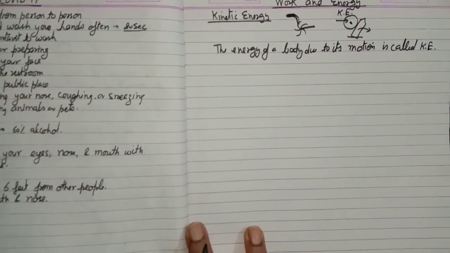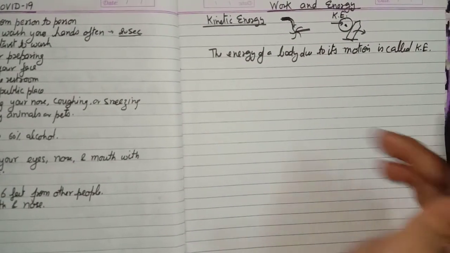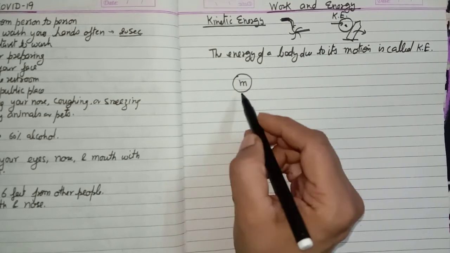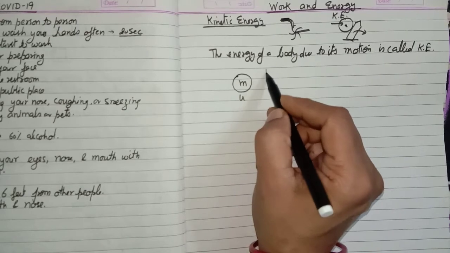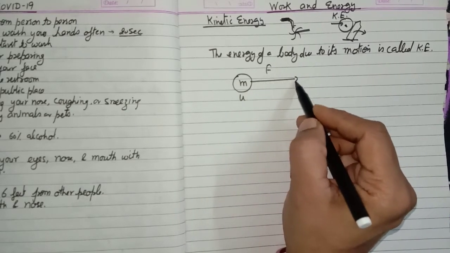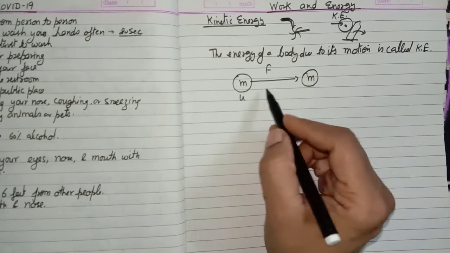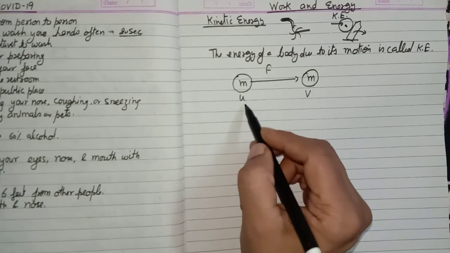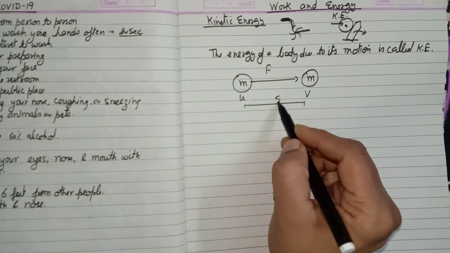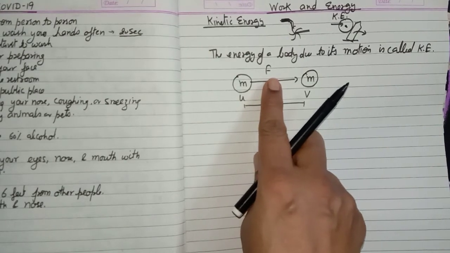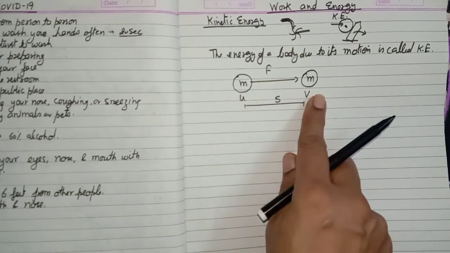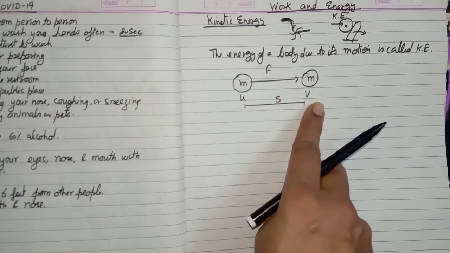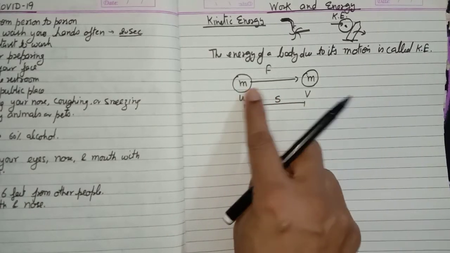How can we find the kinetic energy of any moving body? Suppose this is a body of mass m, and it has some velocity u, and you apply some force on it. What will happen? Its velocity will change. Now the final velocity is v, and the displacement of this object is s. By applying some force, you do some work on this body, and this work is stored in the form of energy in the body. So first we will find the work done on this body.